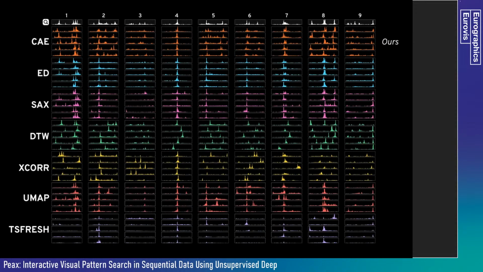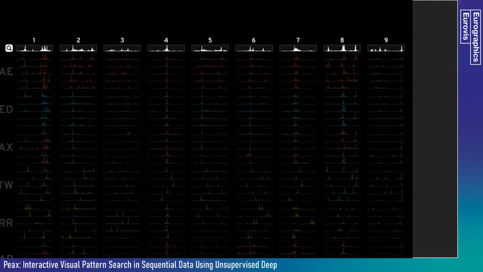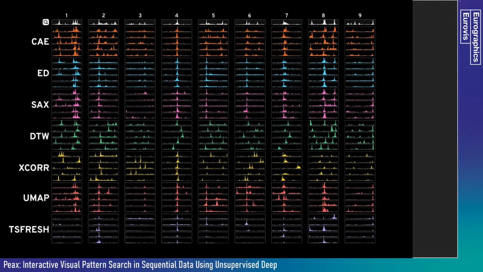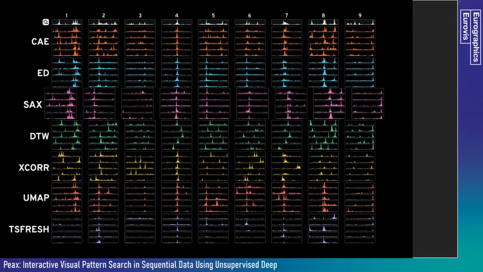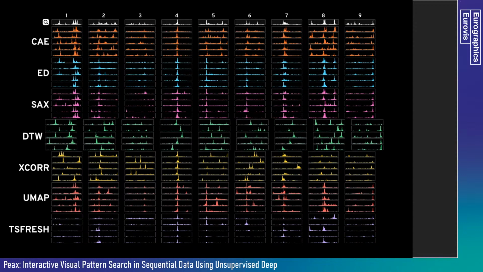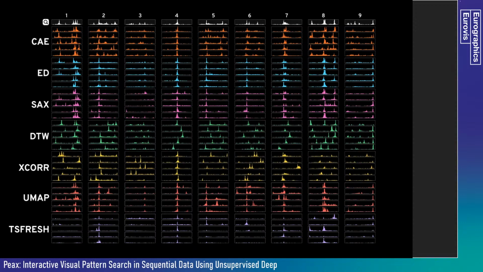We compared our technique to a set of 6 other commonly used techniques for similarity search in sequential data. To do so, we defined a set of 9 diverse search patterns, which are shown here in the top row. For each of these search patterns, we extracted the 5 most similar regions found with our technique: Euclidean distance, symbolic aggregation approximation, dynamic time warping, normalized cross-correlation, UMAP, and a tool called TS-Fresh.